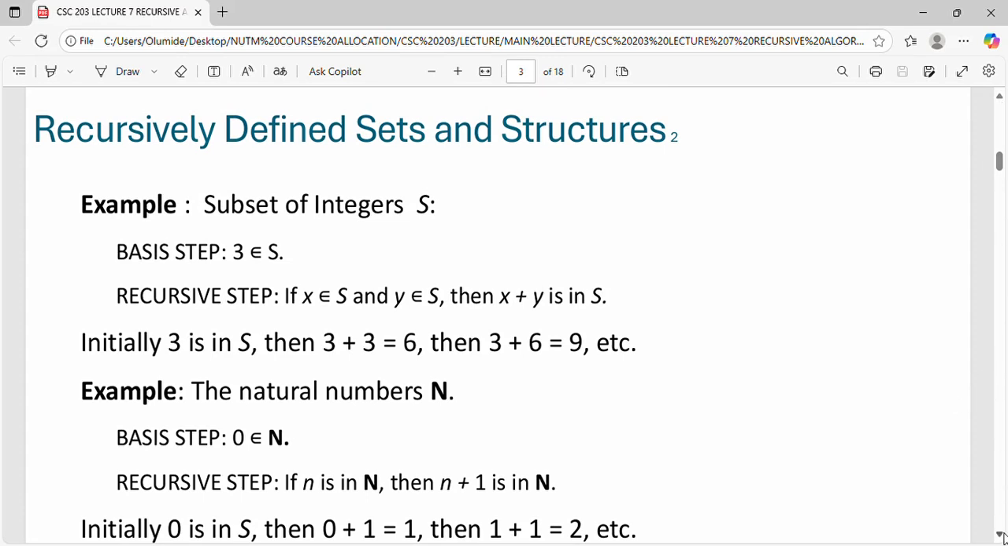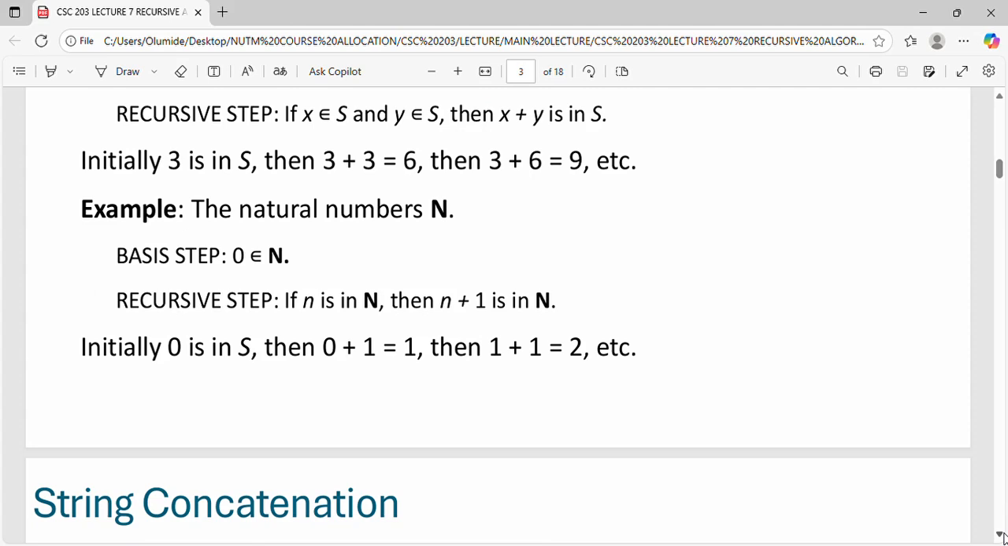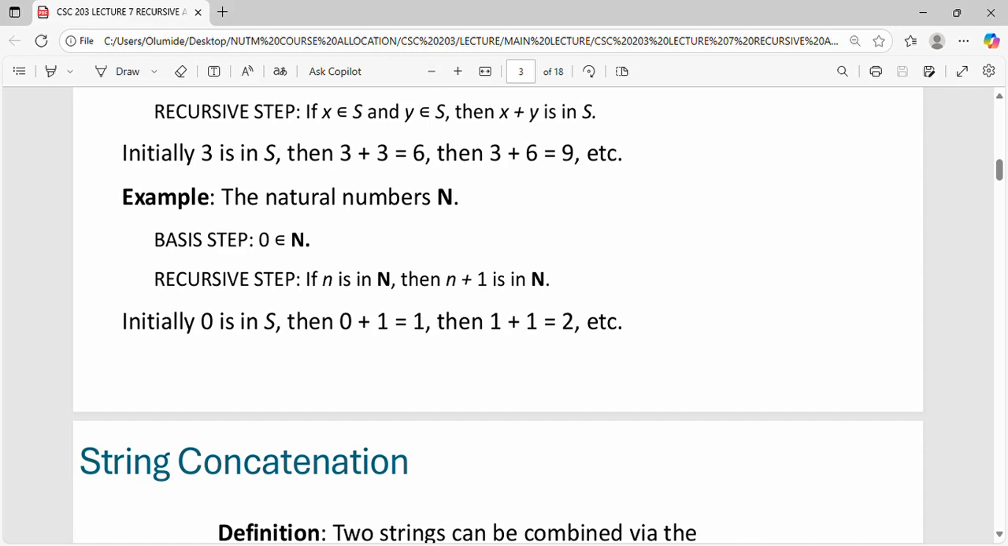Then we have the natural numbers N. Let's look at the basis. The basis step says 0 belongs to the natural numbers, and that is actually true. Then the recursive step says if n is in N, then n plus 1 is in N. And that gives us 0 plus 1 is in N. Then 1 plus 1 is 2, which is also in N. And that is just what we have been able to show based on the induction approach.